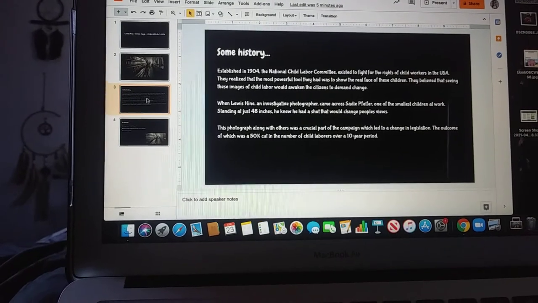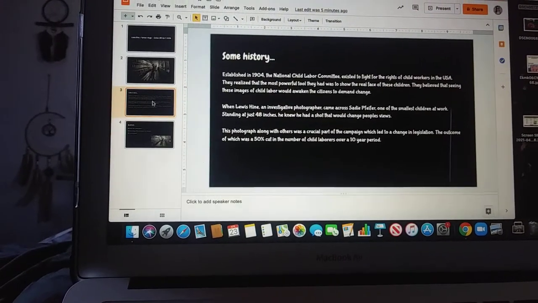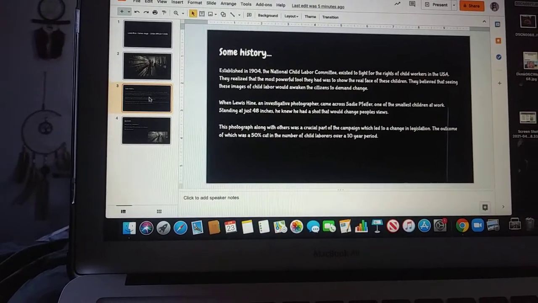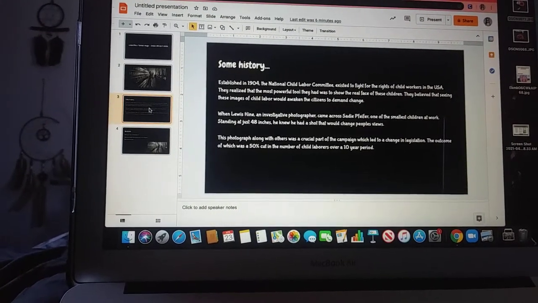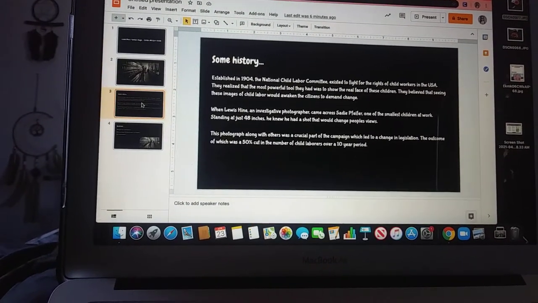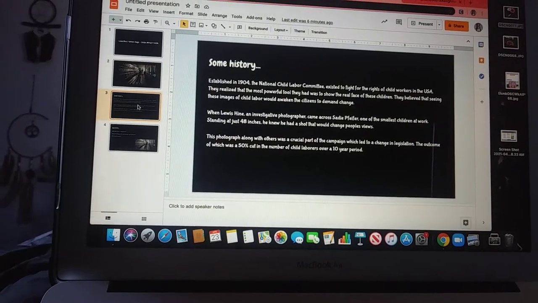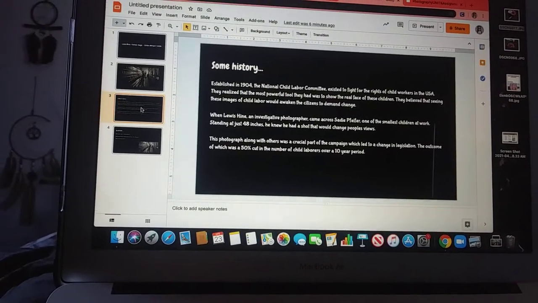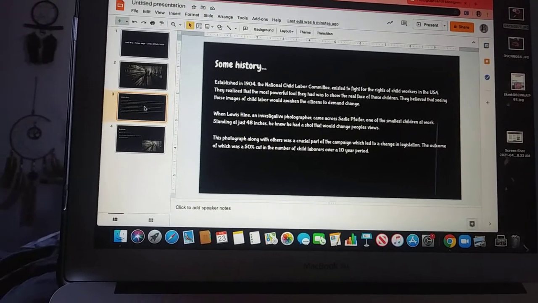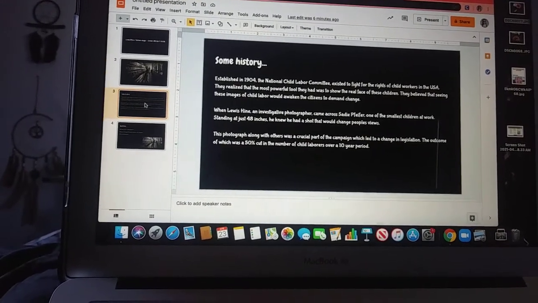This photograph, along with others, was a crucial part of the campaign which led to a change in legislation. The outcome of which was a 50% cut in the number of child laborers over a 10-year period.